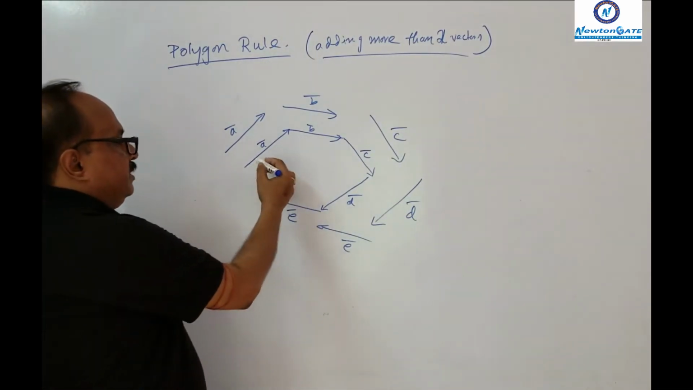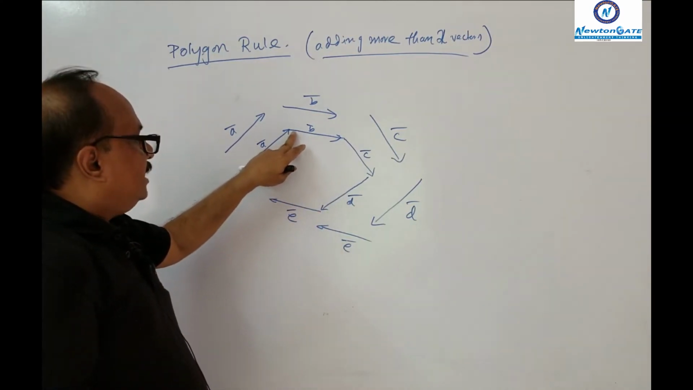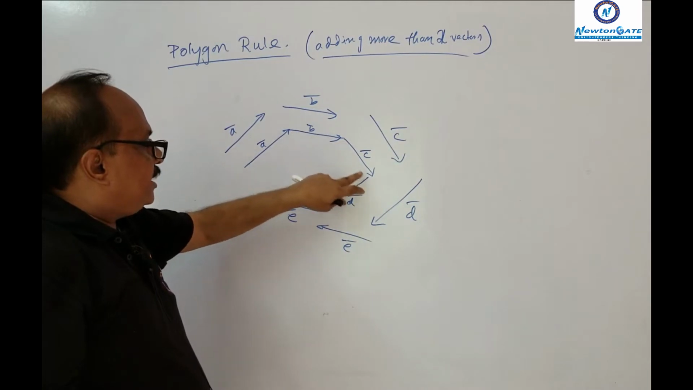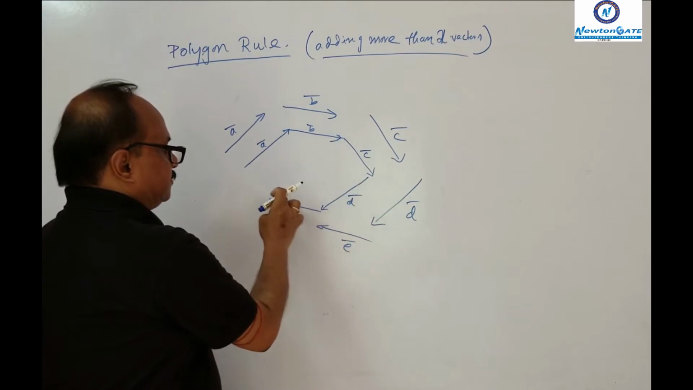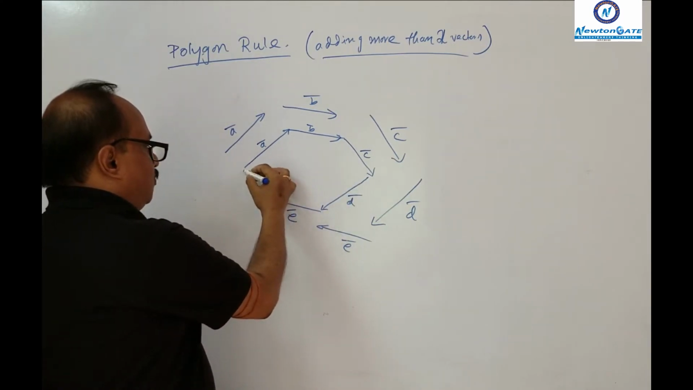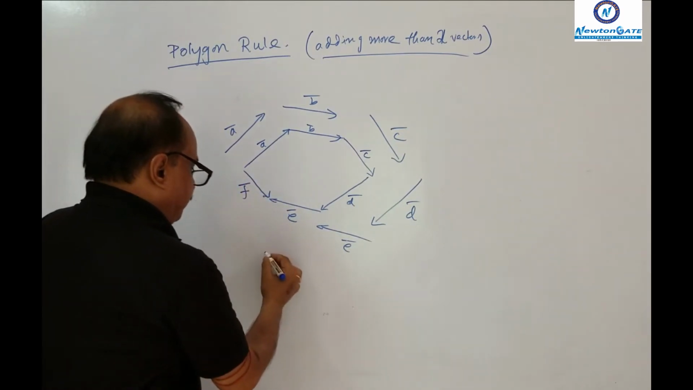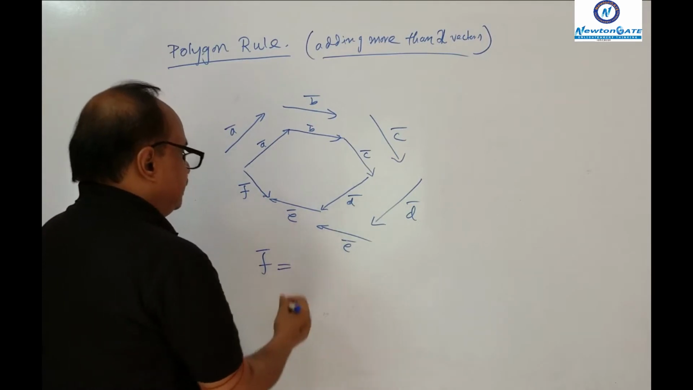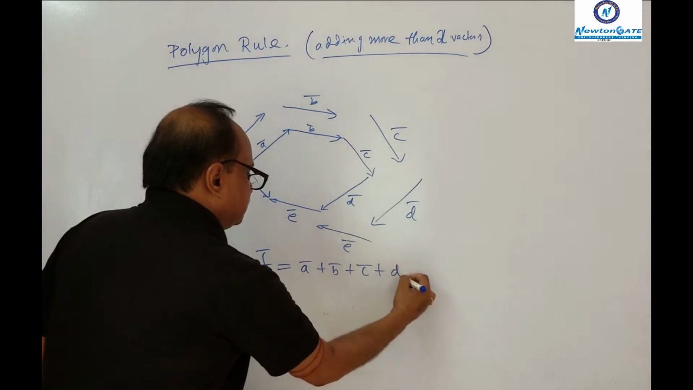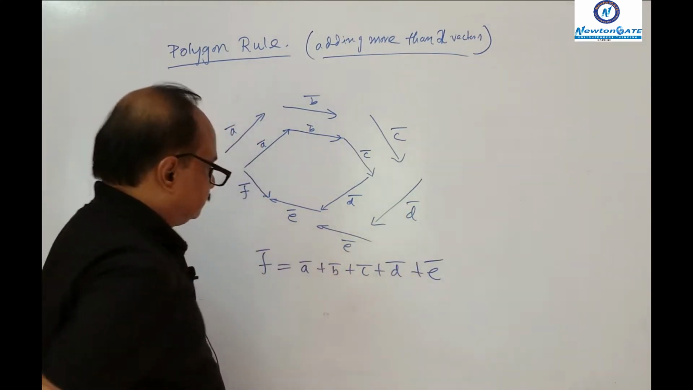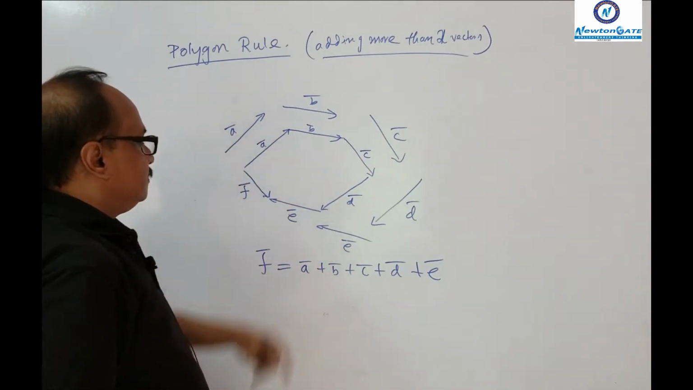You see, all of them are in the same direction. How can you know that all of them are in the same direction? See, this one's head and this one's tail are matching, head and tail matching, head and tail matching. That means they are all flowing in this direction. Now, a vector which is opposite in direction to this, let us make this vector F. Therefore, vector F is equal to vector A plus B plus C plus D plus E. That's all. This is how you add more than two vectors.